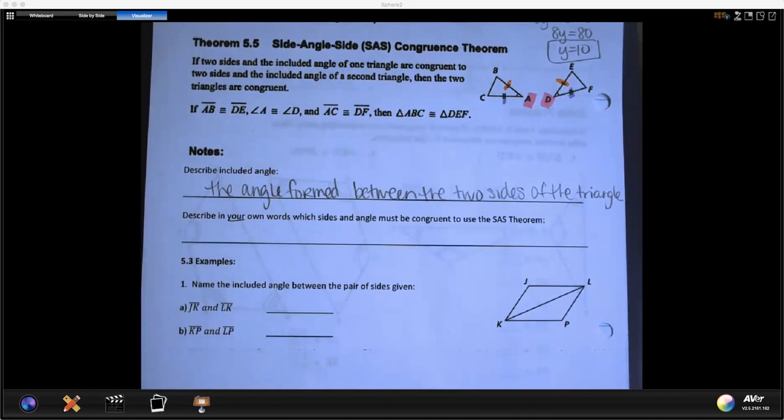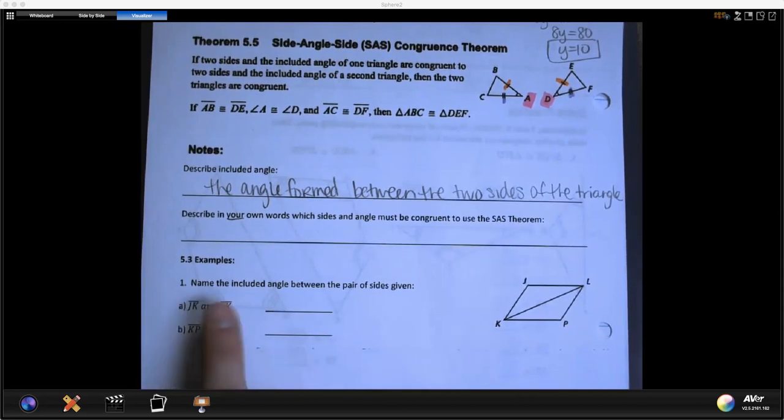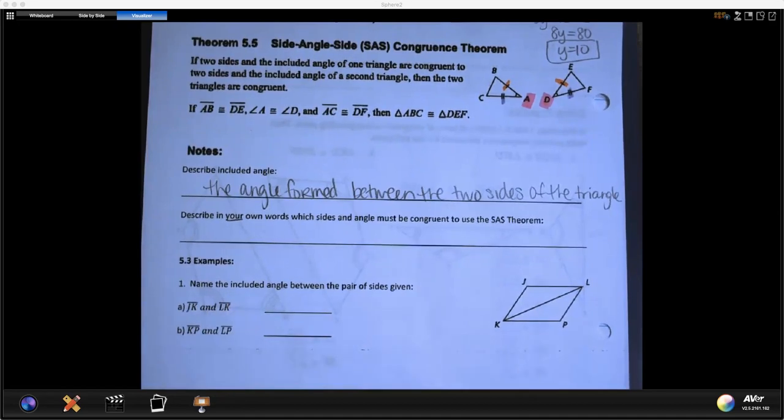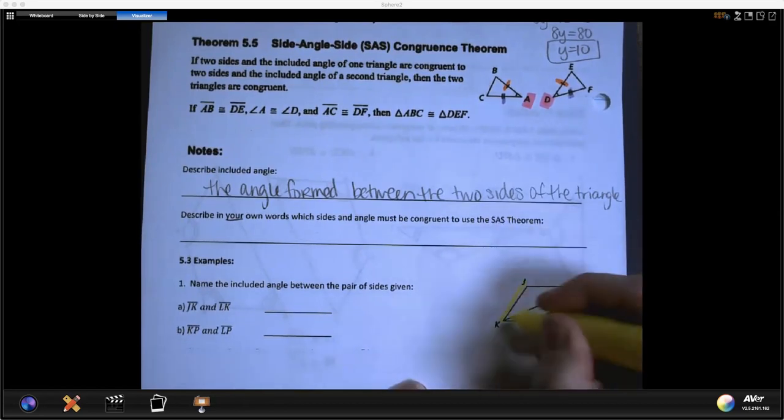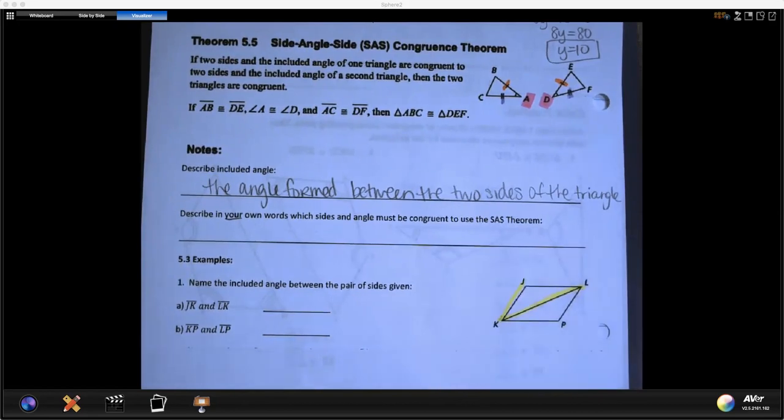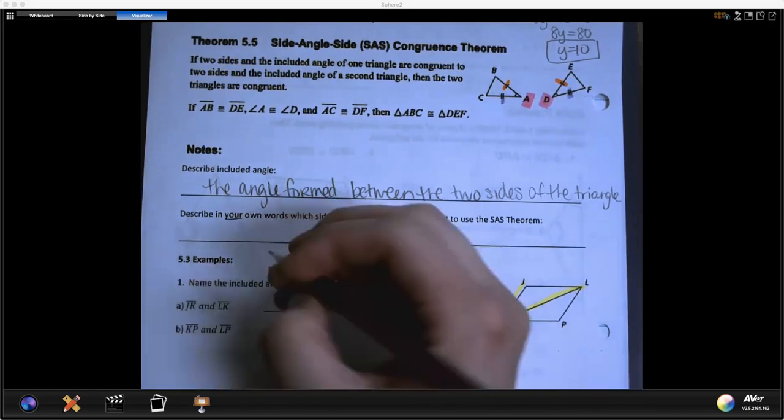All right, so let's look at some examples. Name the included angle between the pair of sides given. So we have JK and LK. How can I name that included angle? Yep. Angle JKL.